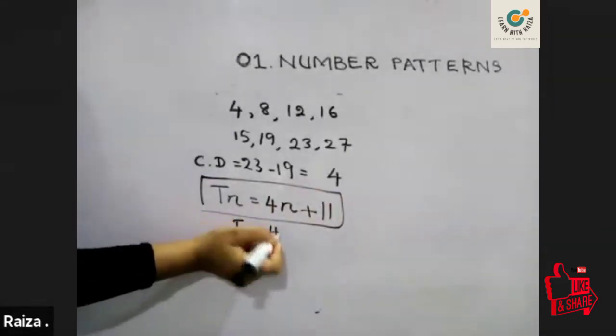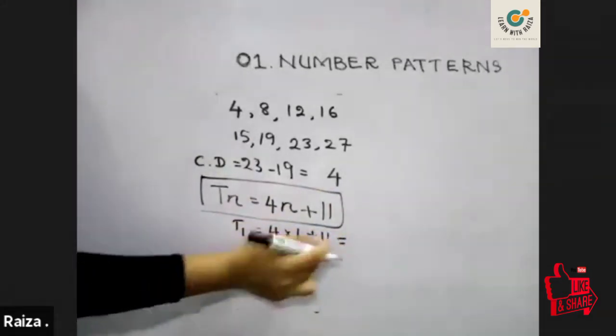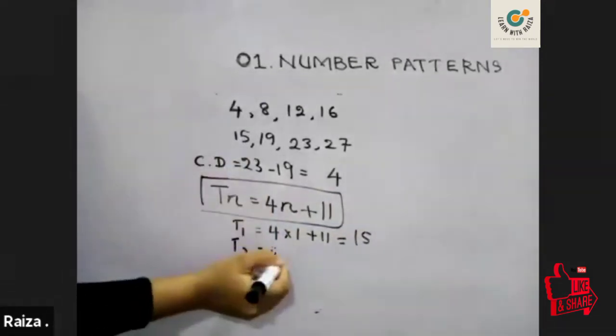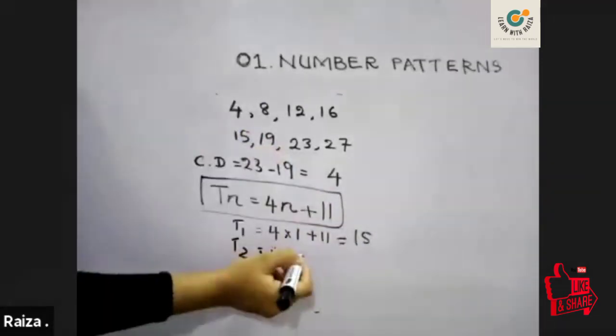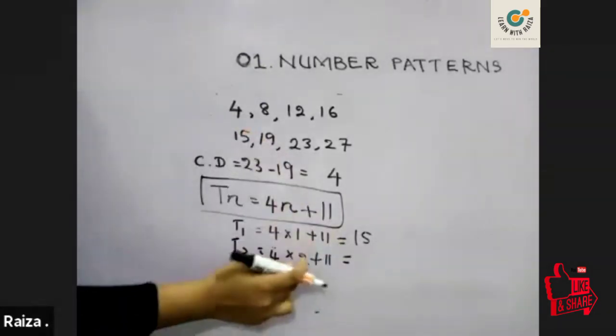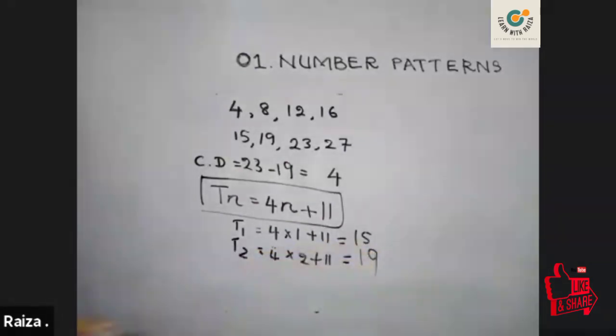T1 equals 4 multiplied by 1 plus 11. That is 4 plus 11, 15. T2 equals 4 multiplied by 2, second term, plus 11. Let's see whether I'm getting 19. 4 times 2 is 8. 8 plus 11. Yes, I'm getting 19. That means the general term that I made was correct, right?